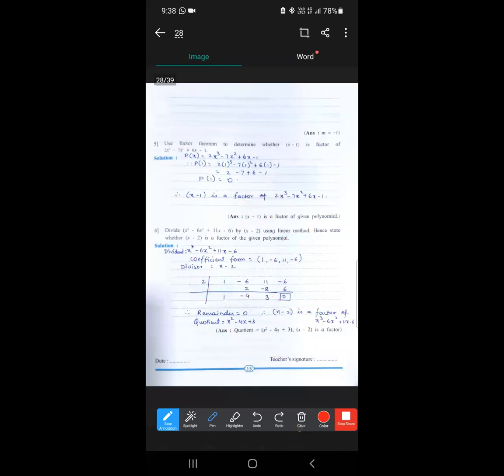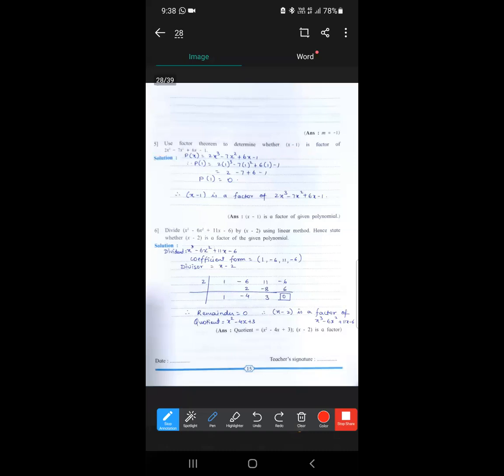So same case here also. If you are getting the answer as 0, then whatever the divisor is, that particular divisor is a factor of the given polynomial, of the given dividend. This is the dividend, this is the divisor. I hope you have got my point. So this is how you can apply the factor theorem when the dividend and the divisor are given.